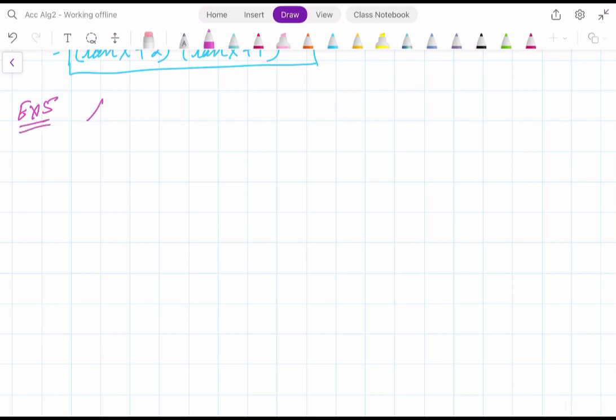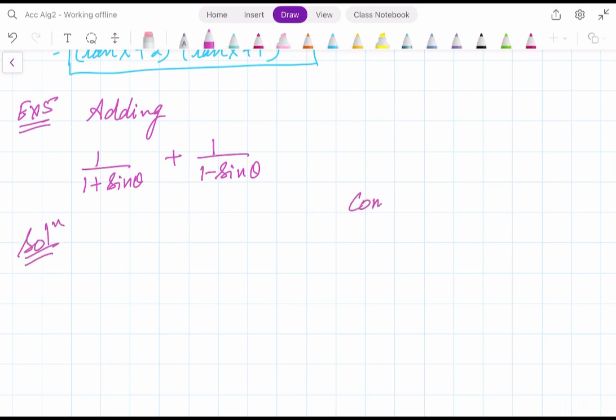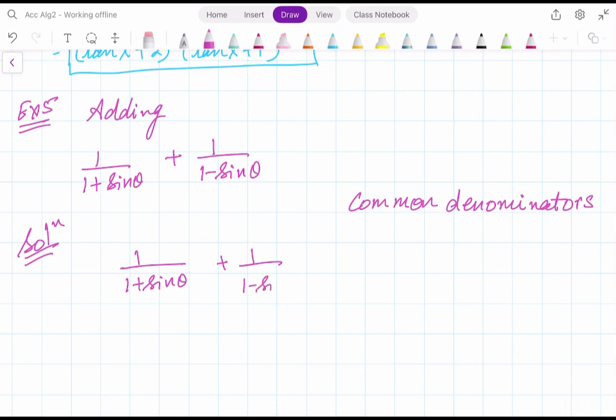Example 5. Now, if we have two fractions and we need to add them. So we have 1 over 1 plus sine theta plus 1 over 1 minus sine theta. The same way you add fractions, you need to make a common denominator, right? I will use the same principle of adding fractions. Common denominator. So can I multiply the first fraction by 1 minus sine theta? Because that is the denominator of the second fraction. And multiply the second fraction by the denominator of the first fraction, which is 1 plus sine theta.